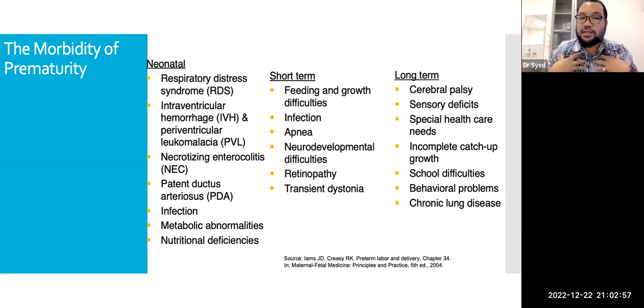Dia punya lungs dia immature. So dapat RDS, hyaline membrane disease sebab tak ada surfactant. Sebab alveolar pun tak form lagi. So on so forth. Cardiac dia boleh dapat PDA.